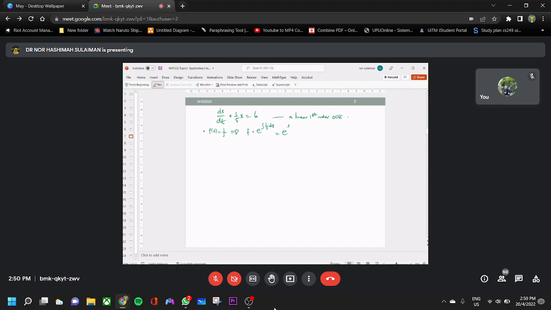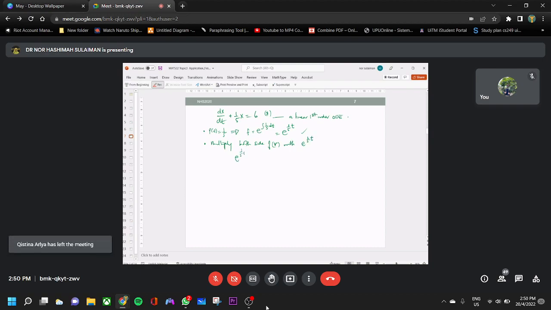Are you all with me? Yes. Okay, so we get this form. Alright, so what do we do next? Multiply both sides, as usual, let's call this star, with the integrating factor, which is e to the power of 1/5 t.